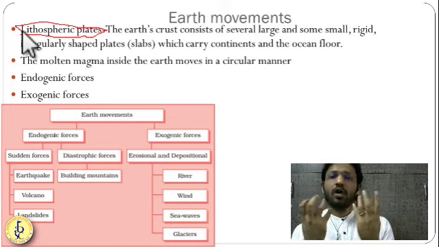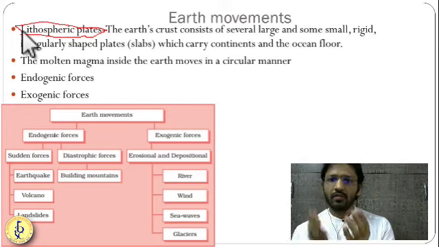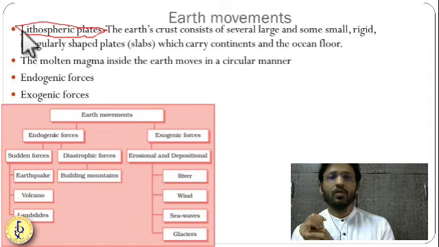Getting it? So formation of the continent, breaking of the continent, creation of the mountain, and folding and faulting of a particular plate is done by endogenetic forces. While erosion of the mountain, formation of sand dunes, formation of glacial moraines, and let us say formation of floodplains are the function of exogenetic forces.